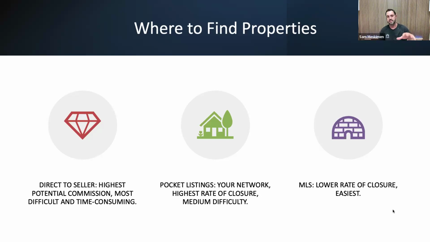I say this is the highest rate of closure and medium difficulty, meaning you're not going out there and finding them. You're really just pushing it out to your network to say, hey, bring me your listings. I have a really great client that would love to put an offer on it. But you have a high rate of closure.